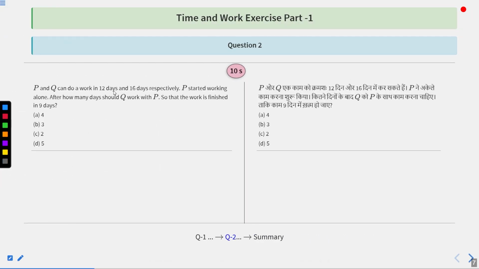P and Q can do a work in 12 days and 16 days respectively. P started working alone. After how many days should Q work with P so that the work is finished in 9 days? 4, 3, 2 and 5, A, B, C, D, these are the options.